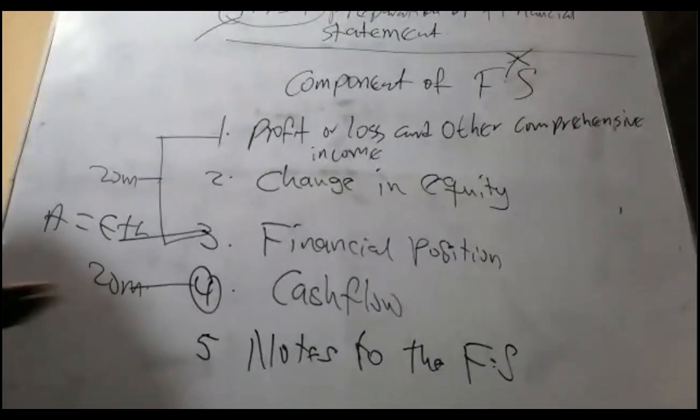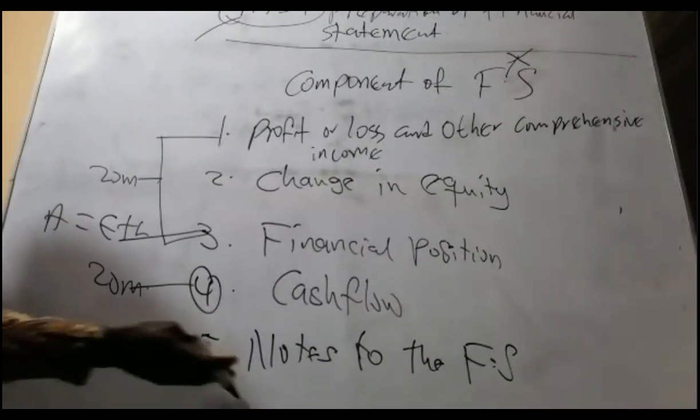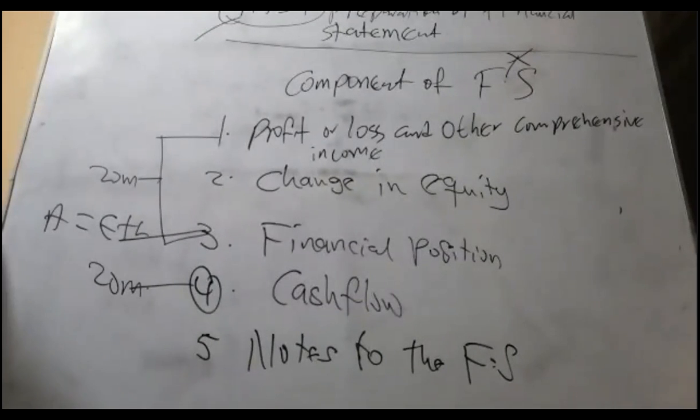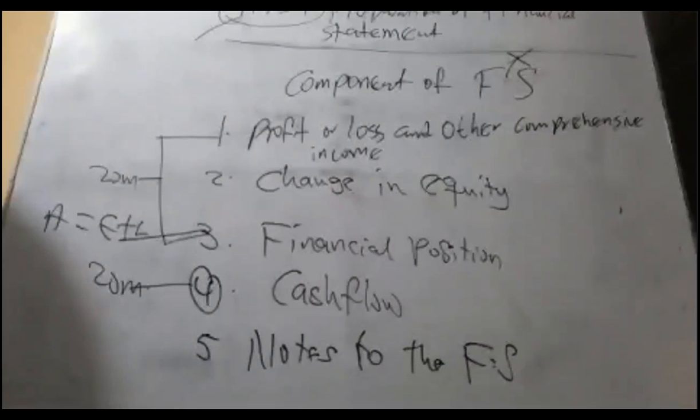Then cash flow, cash movement. Now the notes to account, they are the specific accounting policy, disclosures, notes, and how some of the figures in the financial statements are arrived at. So that's a note to the financial statement. They are accounting policies, they are accounting estimates. They are sometimes workings, how you arrive at some of the figures in the financial statement.